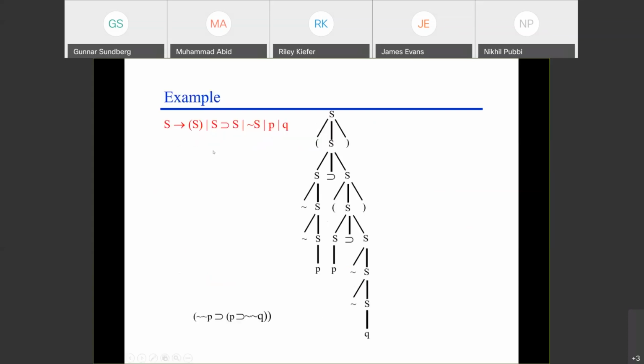So let's say we have this grammar here. Now this is complicated. How many production rules do we have here in this grammar? Gunnar, how many production rules do we have in this grammar?